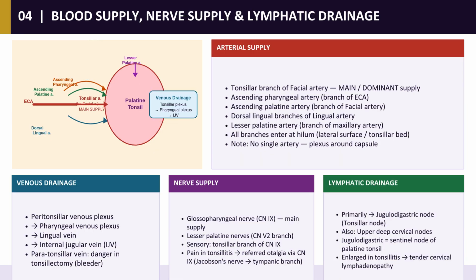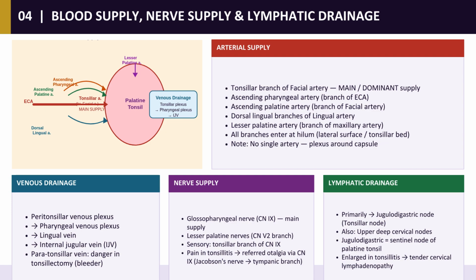What are the blood supply, nerve, and lymphatics? Arterial supply. The main dominant artery is the tonsillar branch of the facial artery, ascending pharyngeal artery, a branch of the external carotid, ascending palatine artery, a branch of the facial artery, dorsal lingual branch of the lingual artery, lesser palatine artery, a branch of the maxillary artery. All branches enter at the hilum, lateral surface, or from the tonsillar bed. Note: no single artery; a plexus around the capsule. Venous drainage: peritonsillar venous plexus, pharyngeal venous plexus, lingual vein, and internal jugular vein. Paratonsillar vein is a danger in tonsillectomy. When it is damaged, it causes major bleeding.